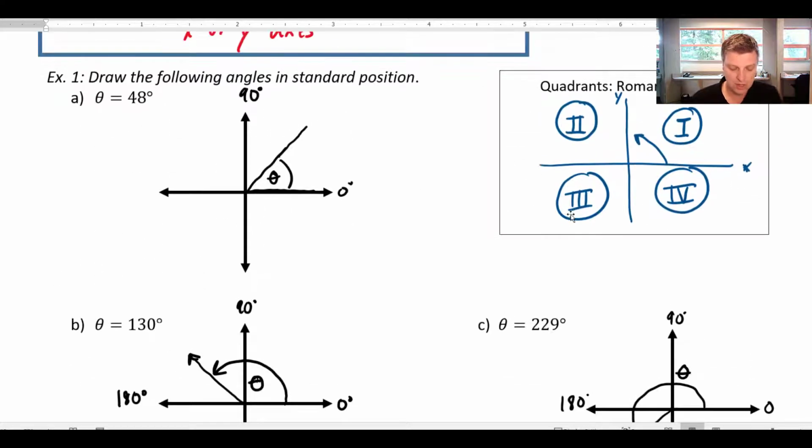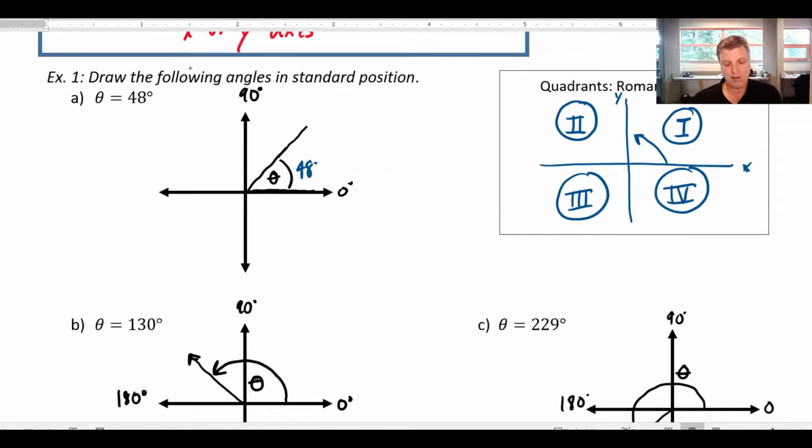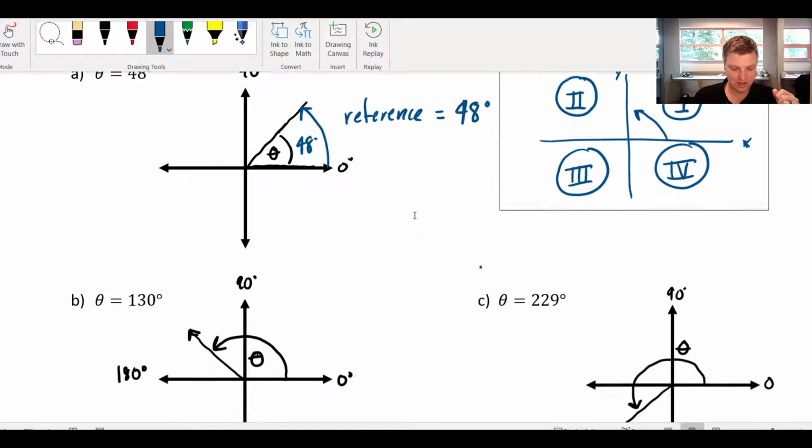Let's take a look at this one. So this was 48 degrees, right? There was my 48-degree angle right there. Well, the reference angle for this angle would be the angle between the terminal arm and the x-axis. So it would be that angle right there. And if you're looking at that and saying, Mr. Trask, that's 48 degrees, congratulations, you are right. The reference is 48 degrees. And that's kind of a feature of being in the first quadrant. So when you're in the first quadrant, the angle is the same as its reference angle.